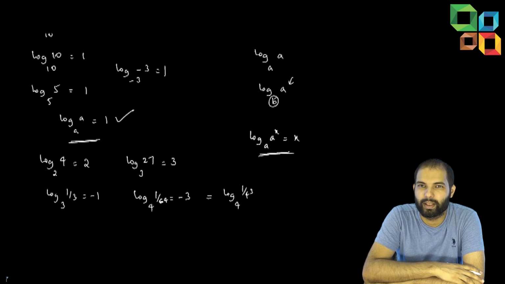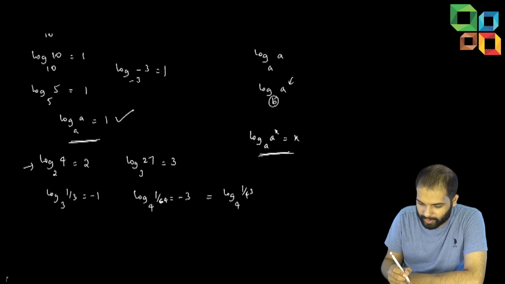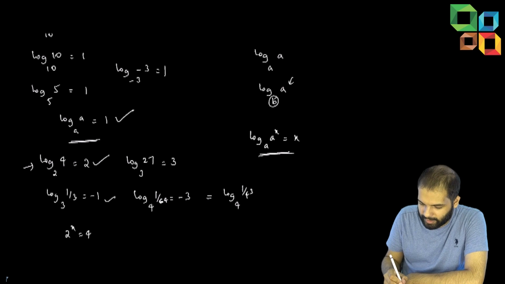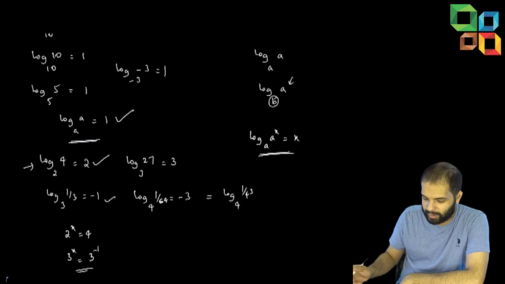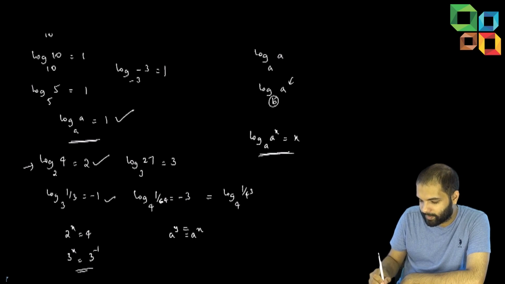This is what we are trying to figure out, right? See here, for example, in this example you were looking at 2 power x is equal to 4. So x was 2. Here again, 3 power x is equal to 1 by 3, which is nothing but 3 power minus 1. So the answer x was minus 1. Now, if you look at this, again, we are telling a power y is equal to a power x, so y is equal to x.